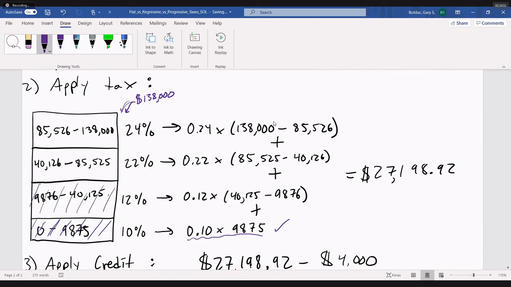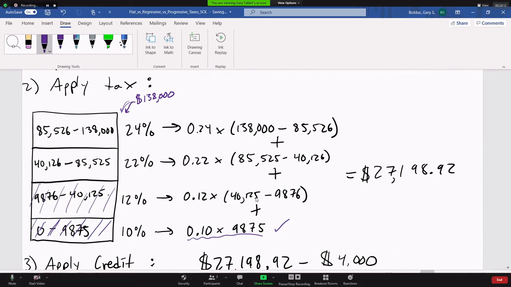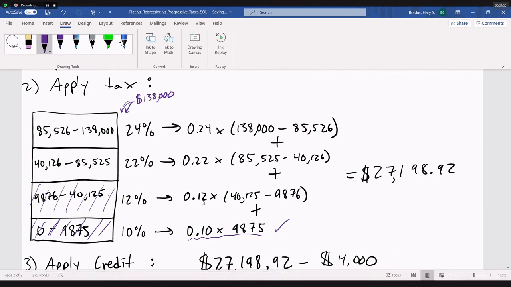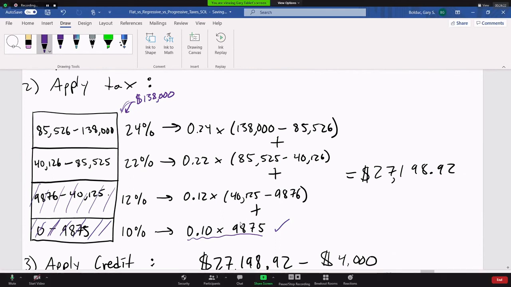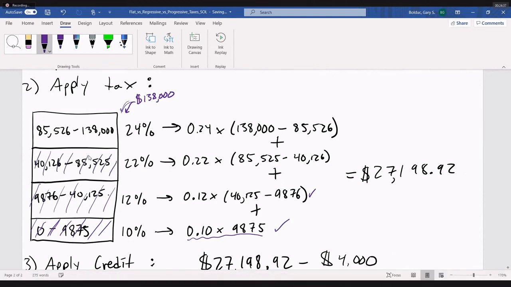So how much money was filled into this box? Bigger number, 40,000 minus smaller number, 9,876, right? So about $30,000 fits into this box. Hit that with 12%. Hey, look, I already did this one, right? Both people filled up the first two boxes. So you can reuse your work here. All right, well, what changes then? Well, what changes here is that this person makes enough money to fill up this entire box. Whole box gets filled here. Woohoo!